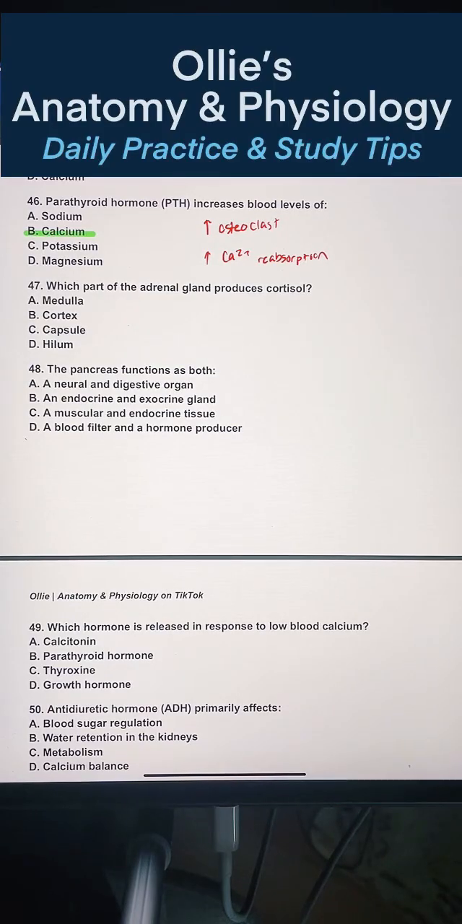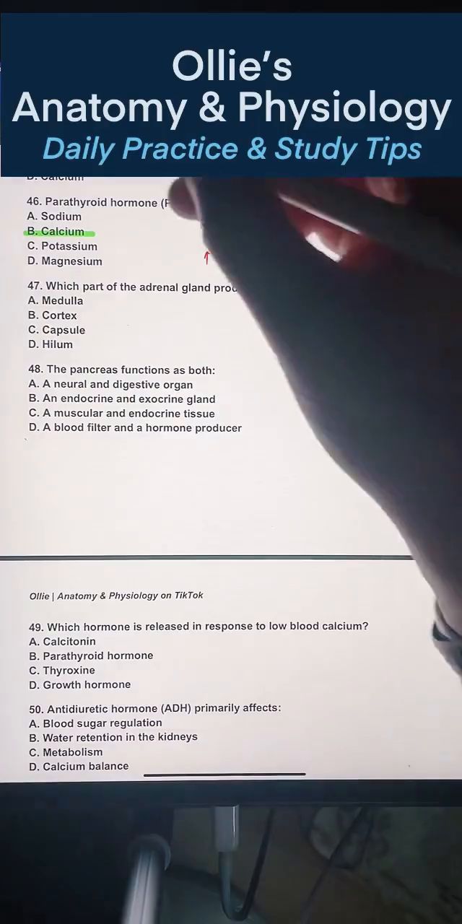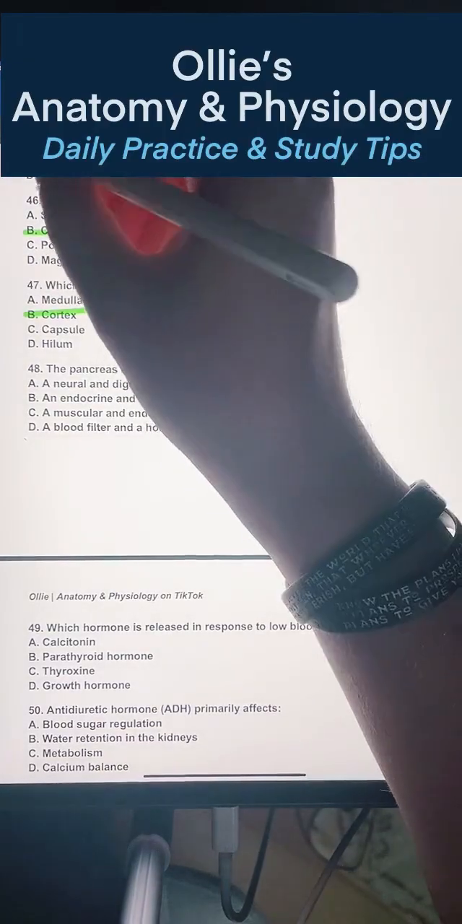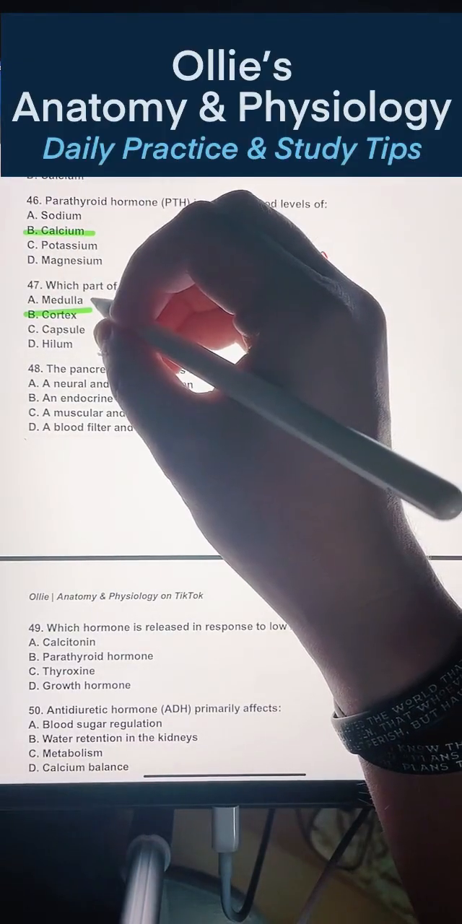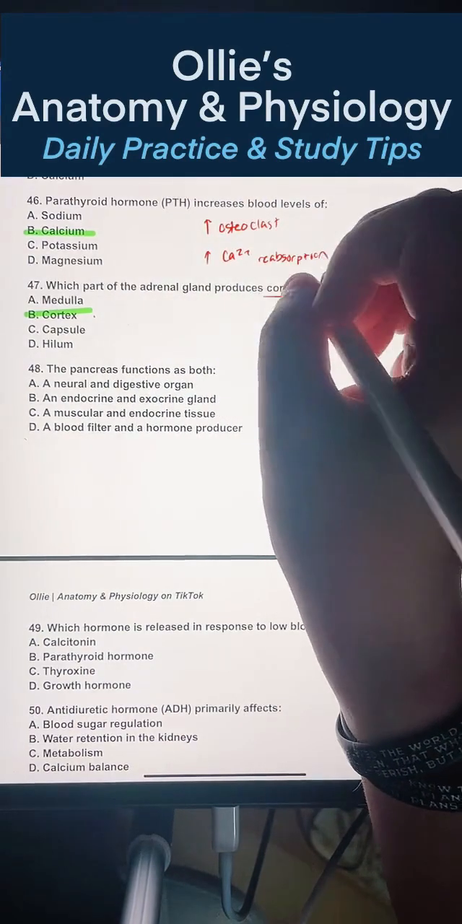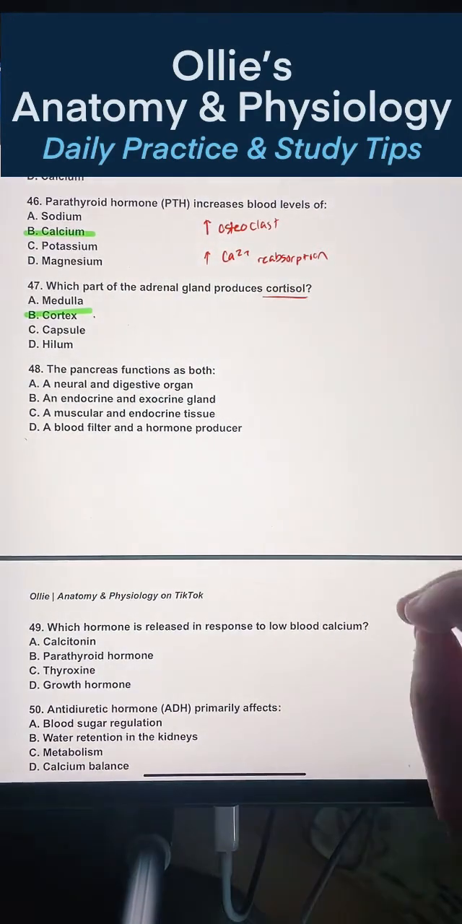You guys are awesome. The answer is cortex. Remember, we just talked about it. The medulla is going to secrete our epinephrine and our norepinephrine. Cortex is going to be our cortisol plus our aldosterone.